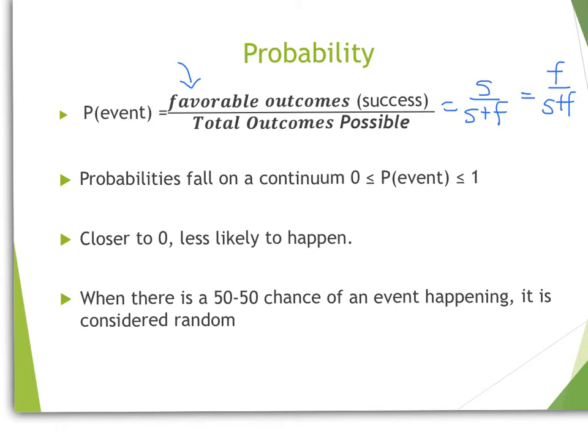And we've already looked at probabilities. They always fall in a continuum from 0 to 1, including the endpoints. So 0 means it's absolutely impossible or never going to happen, and 1 means it is absolutely certain to happen. The closer to 0, the less likely it is to happen. When you have a 50-50 chance of an event happening, we consider it to be random. That would be something like the toss of a coin, where you have a 50-50 chance each time.